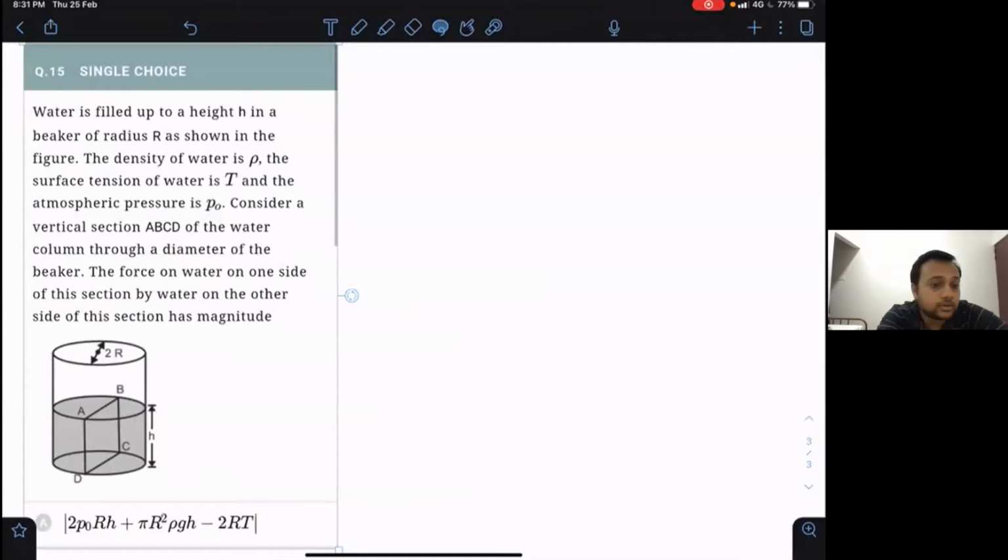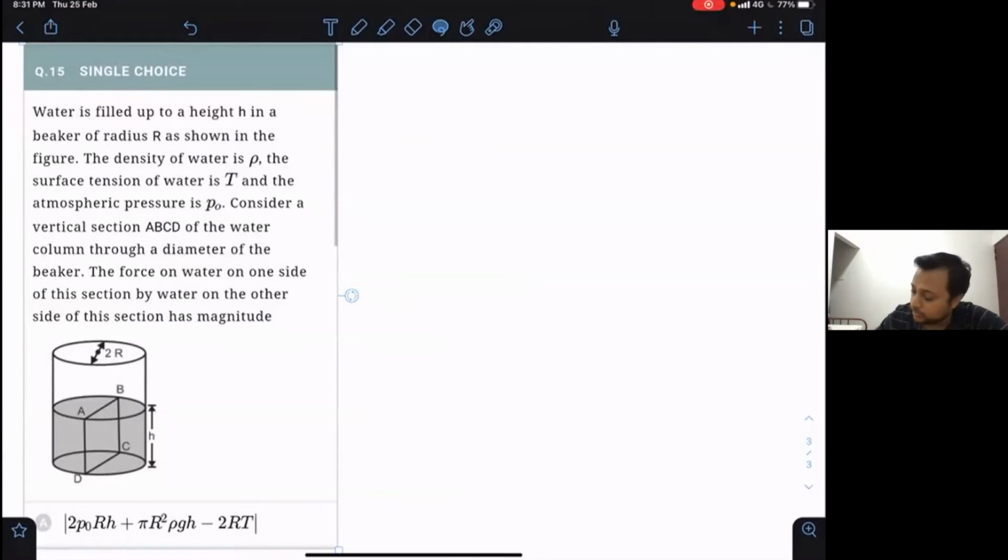Water is filled up to a height of h in a beaker of radius r, and you can read the question after pausing the video. Now consider a vertical section ABCD of water. The force on water on one side of this section by water on the other side.